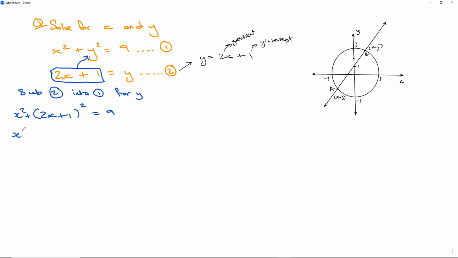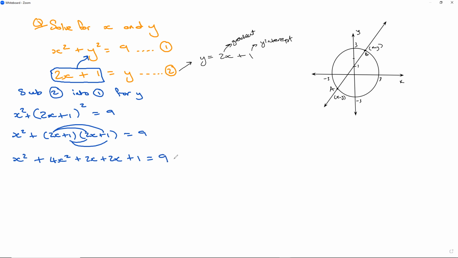So I'm going to square this bracket out now. I can do it quickly, or I can write it out twice and use FOIL. So first, outer, inner, last multiplication, right? X squared plus 2x times 2x gets me 4x squared. 2x times 1 gets me 2x. 1 times 2x gets me 2x over there. 1 times 1 would be 1, equals 9.